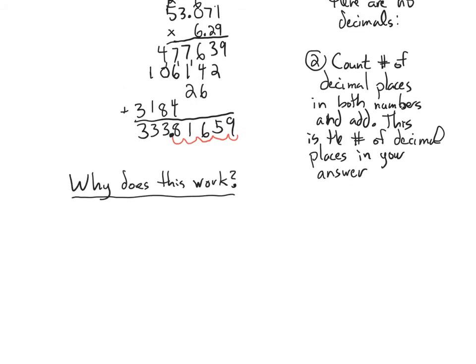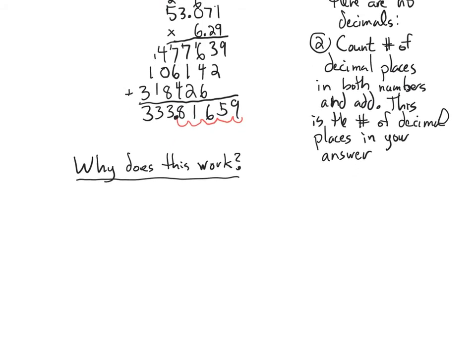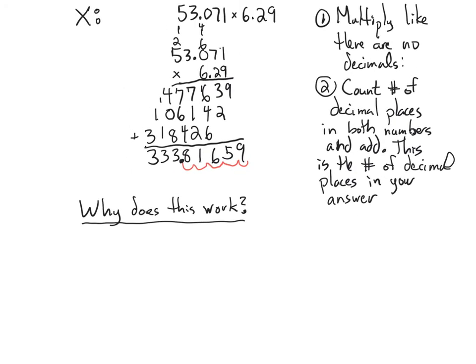So, what did I do here? There we go. We can think of this guy, 53.071, as a decimal fraction, say, over 1,000, and 6.29 as a decimal fraction over 100. So, let's do it, and then we'll talk about what's going on. If we didn't know anything about decimals, but we knew how to convert decimals to decimal fractions, we could do that and then multiply because we know how to multiply fractions.